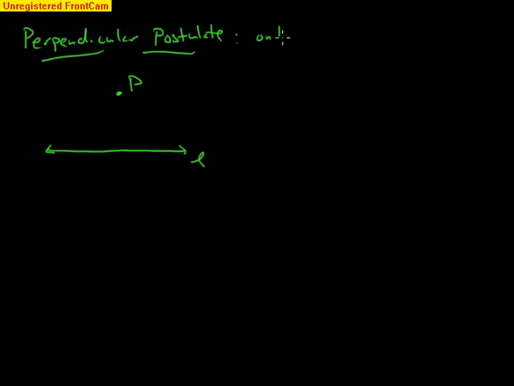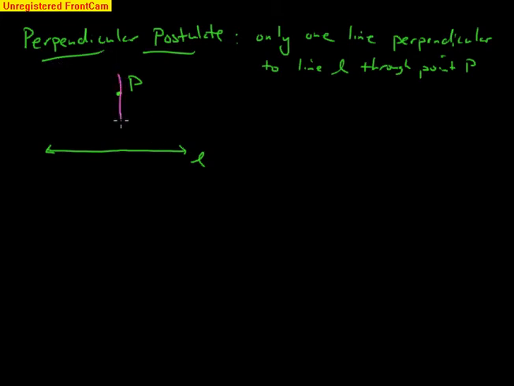So there is only one line perpendicular to line L through point P. Okay, so again, if I draw that line in, here it comes straight down. Call it line M, and again, it's going to be a right angle right there. And we would say that L is perpendicular to M. Okay, so there's the perpendicular postulate. And again, we'll do a construction in class.